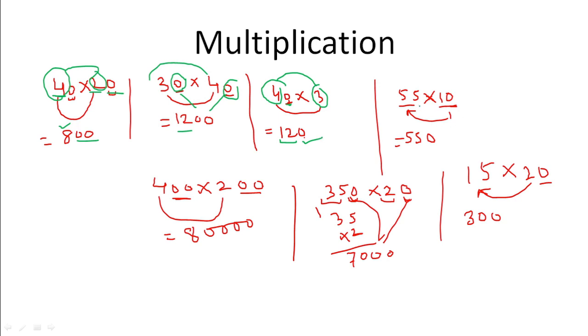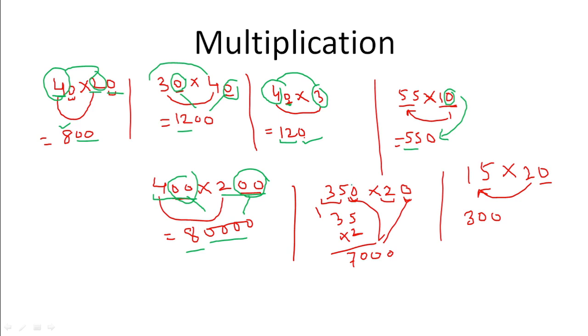If we multiply 55 by 10, means here 1 only. If we forget this 0, 55 multiplied by 1 means only 55. Now we take this 0 at the end. Similarly, when we are multiplying 400 by 200, we take these 2 zeros aside, and these 2 zeros aside. We multiply these digits. 4 into 2, 8. Now these 2 zeros here, these 2 zeros here. So total 4 zeros.